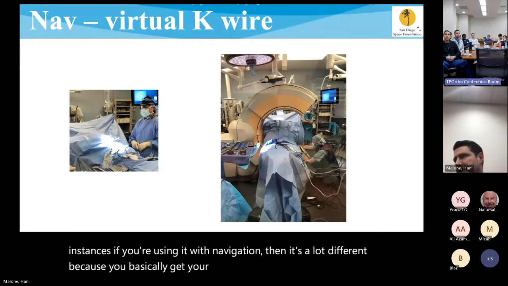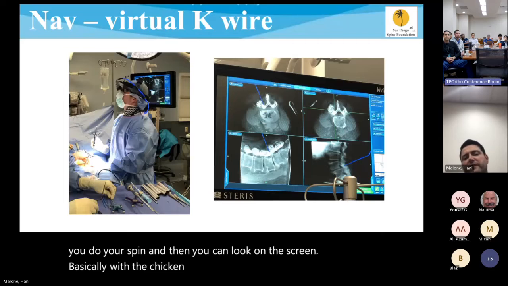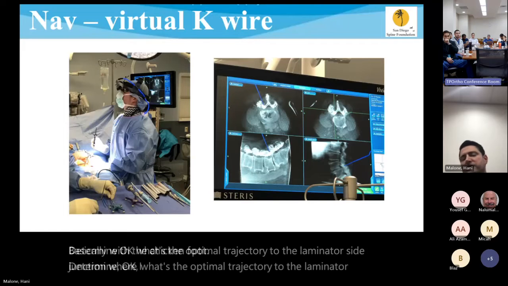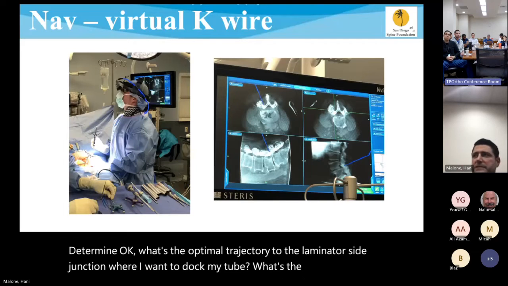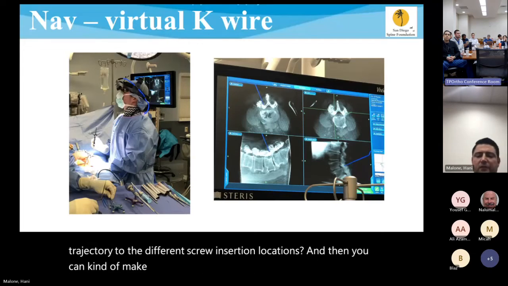If you're using navigation, then it's a lot different because you basically get your spin. You put the PSIS pin in, then you do your spin, and then you can look on the screen and basically with the chicken foot determine, okay, what's the optimal trajectory to the laminar facet junction where I want to dock my tube? What's the optimal trajectory to the different screw insertion locations? And then you can make a skin incision that accounts for all of that.